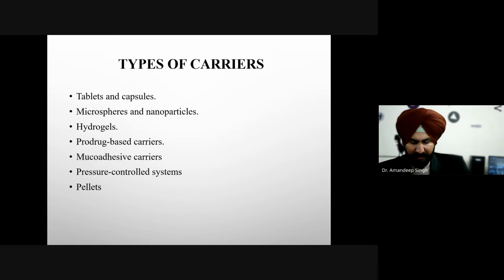Next part is the novel carriers. What are the various carriers? Apart from the conventional tablets and capsules, which are the conventional part, there are microspheres, nanoparticles, hydrogels, prodrugs, mucoadhesive carriers, pressure control release systems, and pellets. These are the frequently used approaches by various researchers to introduce new research in the markets.